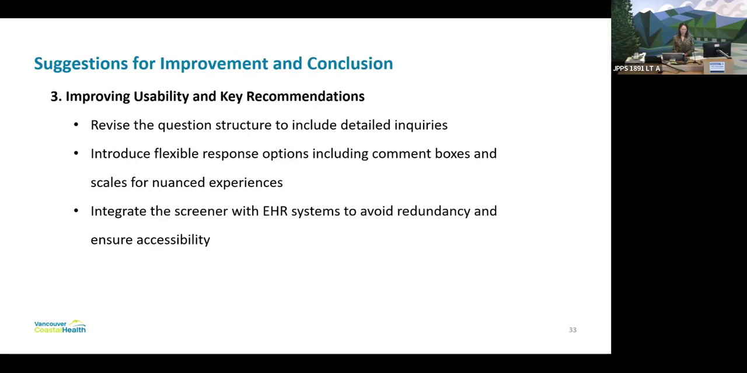The other suggestion for improvement was improving the usability. So revising question structure to include more detailed queries, such as withdrawal experiences and substance use patterns, introduce more flexible response options, including comment boxes and scales for nuanced experiences, as well as integrating the screener with other electronic health record systems to avoid redundancy and ensure accessibility. I also want to note that the findings of the study have been presented to the regional mental health and substance use executive, who are currently reviewing the MHSU screener and deciding on the next steps.